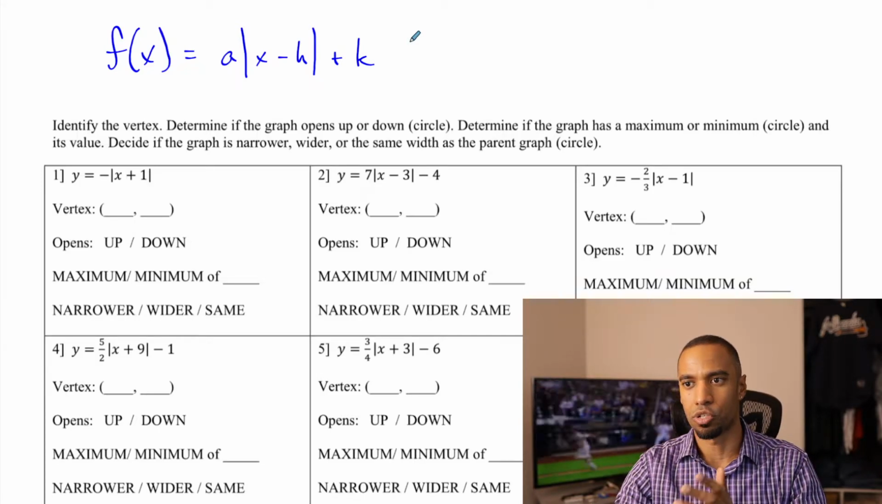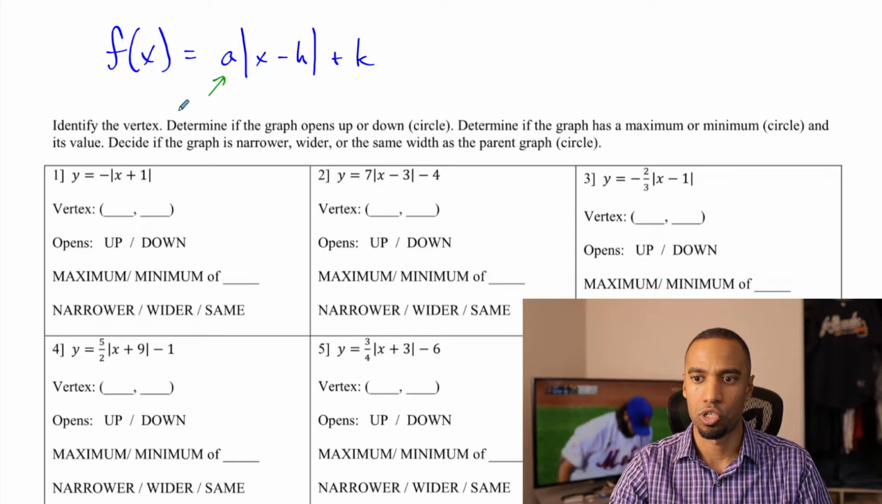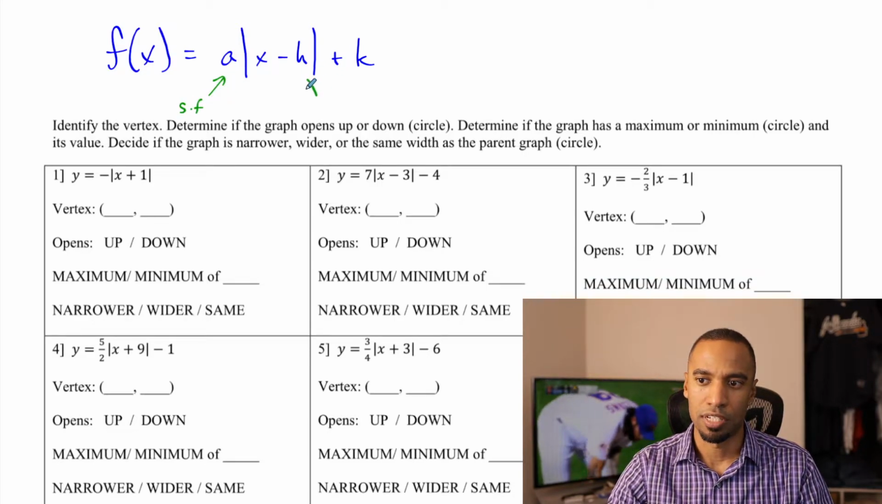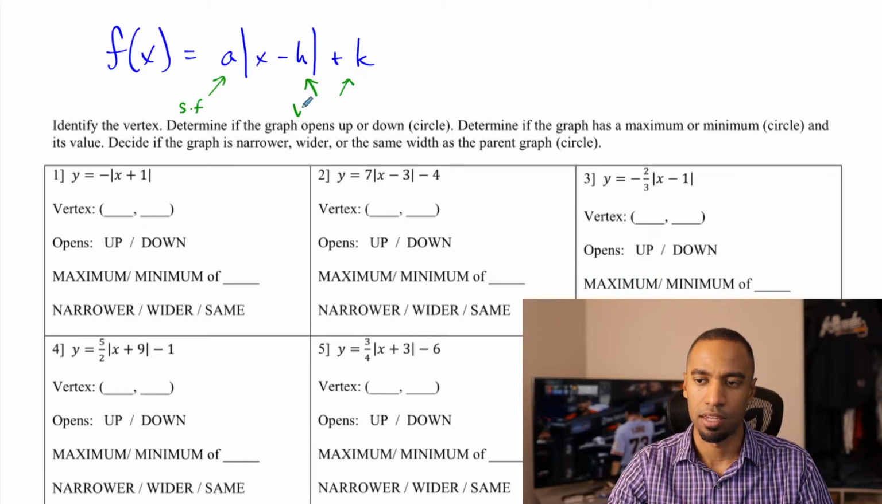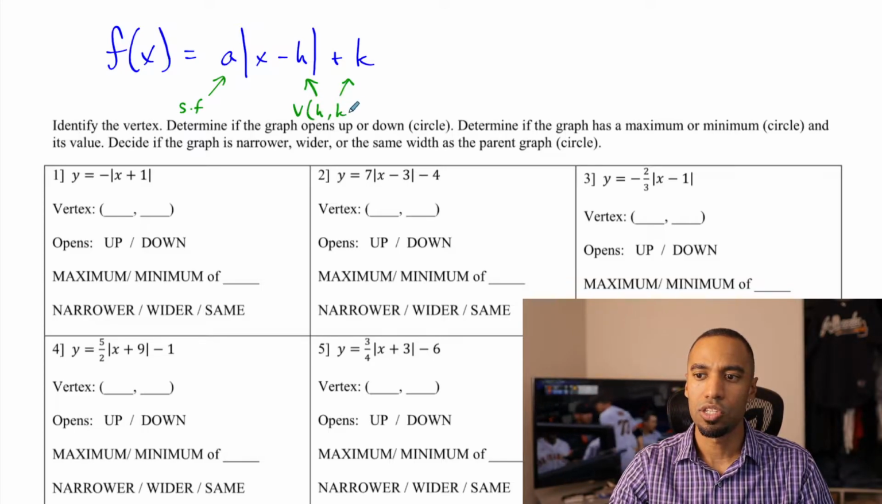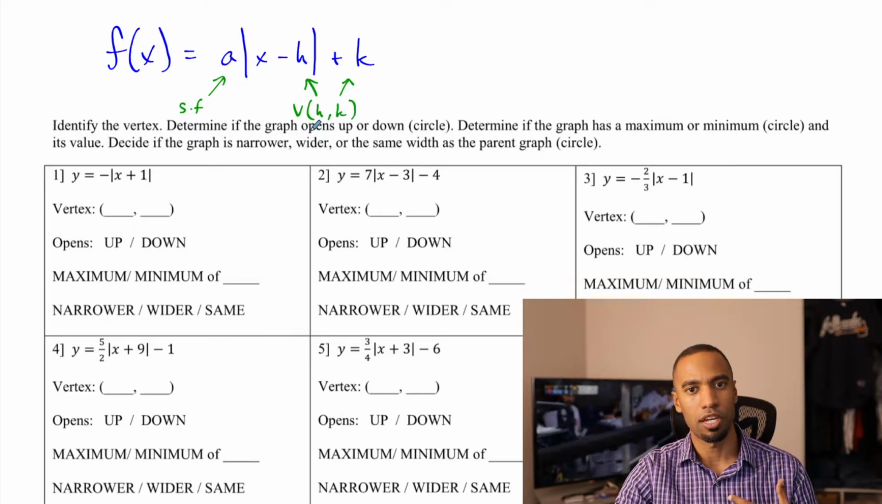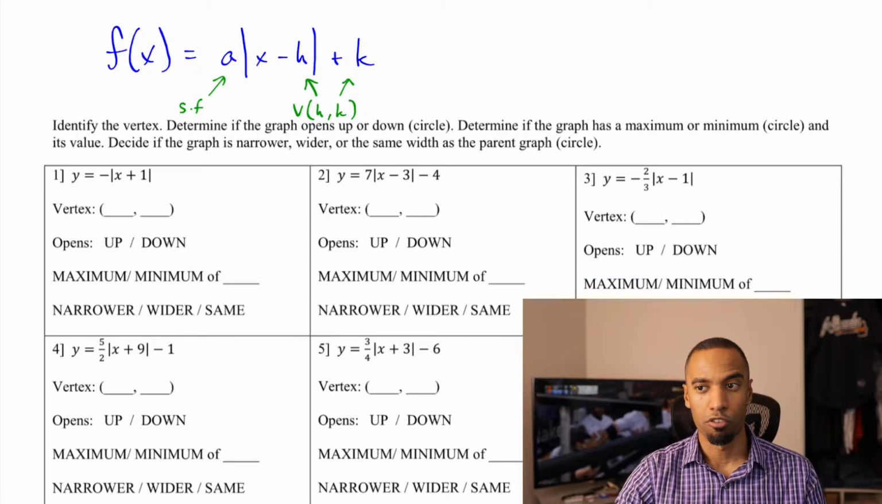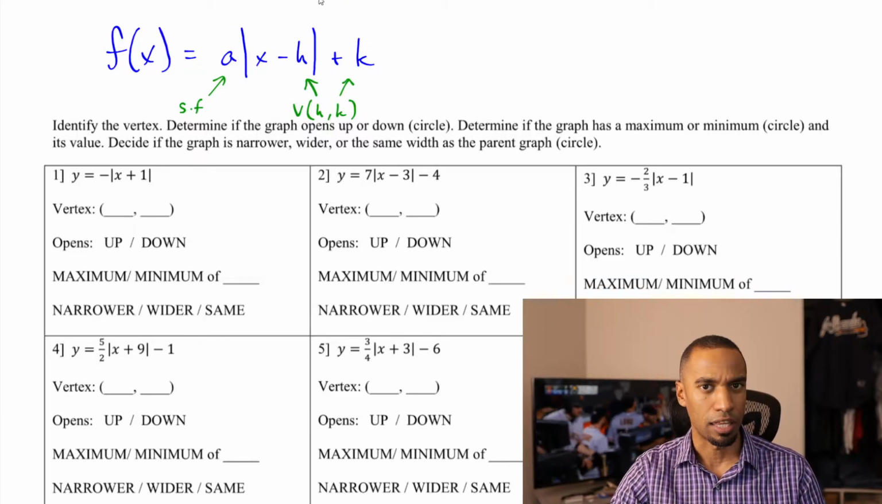A represents your stretch factor. And then your vertex occurs at the point (h, k). So again, this is less of me teaching unless it's something you didn't hear from the last one, and it's more of me doing these problems. I want to kind of get through them.